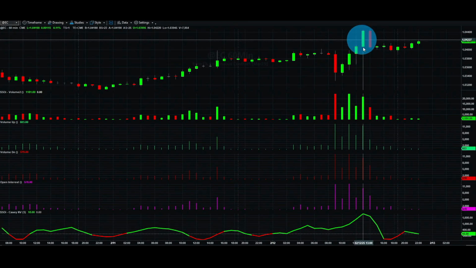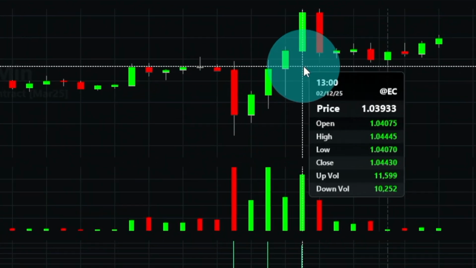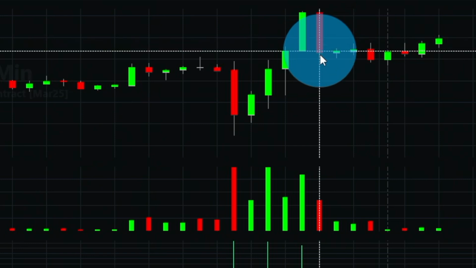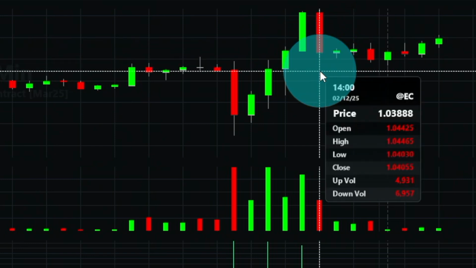And let's look at this bar. This is clearly a buying pressure. And if I click on it, yes, we have 11,600 up and 10,200 down. But the one beside it looks the same. It's definitely a selling pressure. But look at the difference now. It's 49 to 6,900. So the percentage is much bigger.